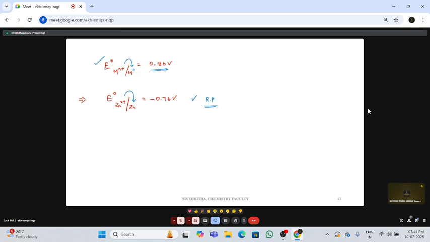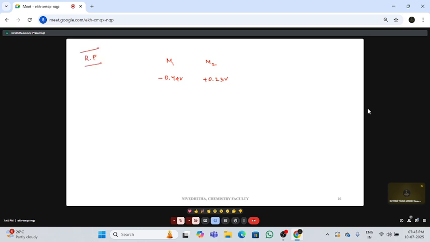For example, I have a metal M1 and a metal M2. The reduction potential value of M1 is minus 0.74 volt, and the reduction potential value of M2 metal is plus 0.23 volt. See, here I've given only reduction potential. In your exam, if we are provided with any potential, please check whether the value is reduction potential or not. If it is not reduction potential, please convert that into reduction potential by changing the sign.